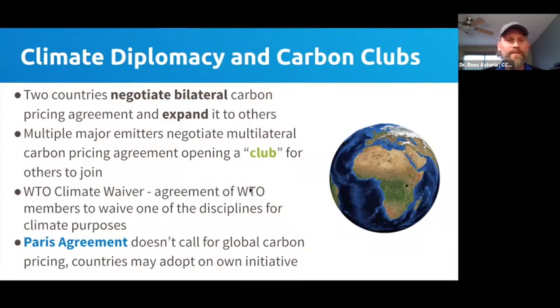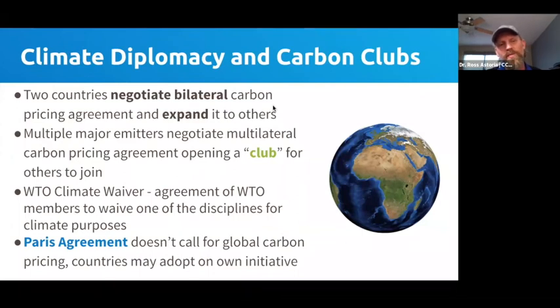All right, so one way to think about climate diplomacy is through carbon clubs. Two countries might negotiate a bilateral carbon pricing agreement and then expand it to other countries. I had some recommended reading here for you: a wonderful opinion/strategy piece in, I think, Foreign Affairs magazine about how the United States could do that and how that could play into other diplomatic considerations. And then we get more and more people into the club.